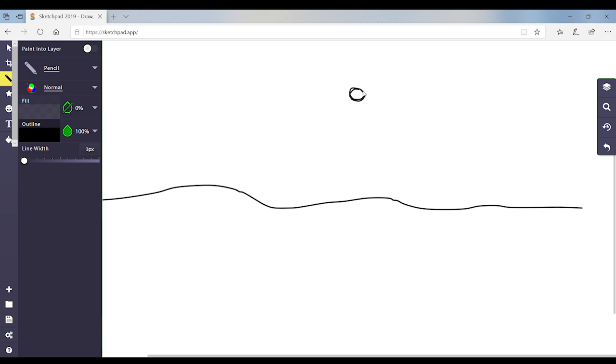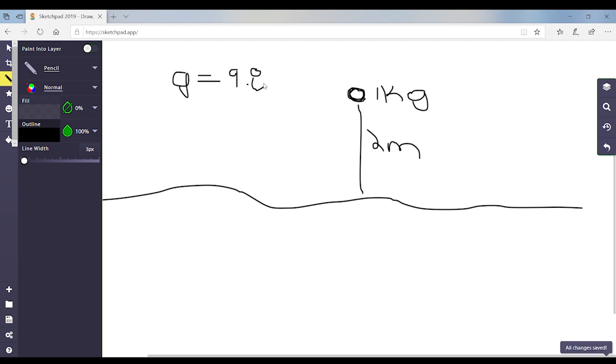So let's say you're walking in the park and you see a ball. We're just going to ignore friction, by the way, for this example. The ball is in midair at the moment. It is 2 meters high. Let's say it's 1 kilogram. And we know that gravity is equal to 9.8 meters per second squared.